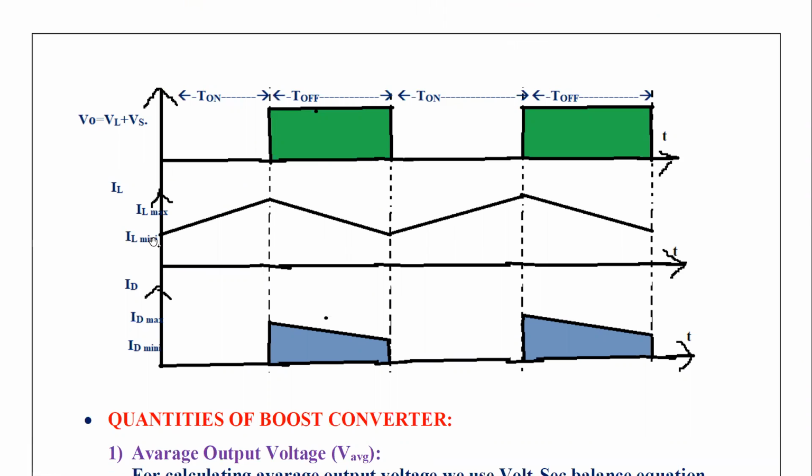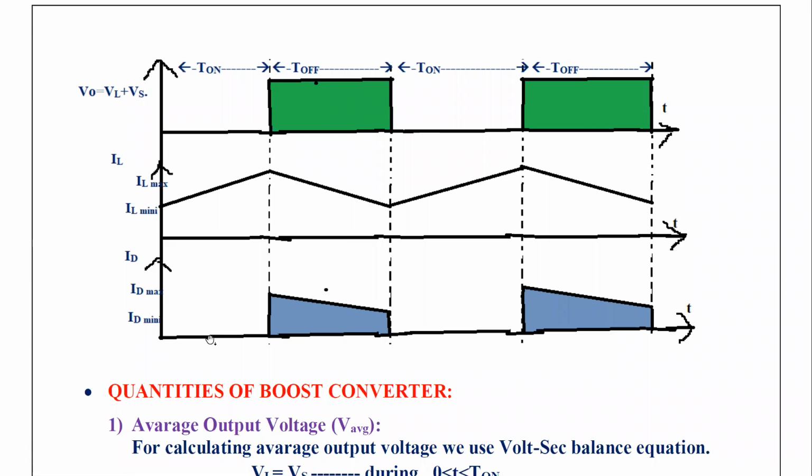And similarly, we know during turn on time, the inductance is charging from minimum value to maximum value. And again, during turn off time, it is discharging from maximum value to minimum value. So this will be continued. And the diode also, during turn on time, is disconnected from the circuit. Therefore, no current flows through the diode.